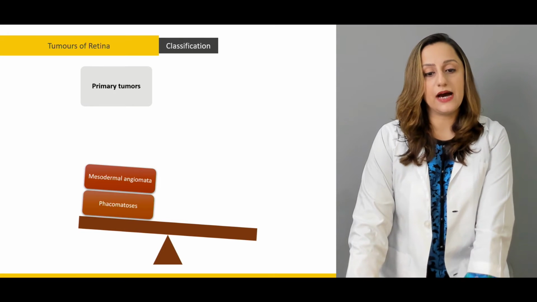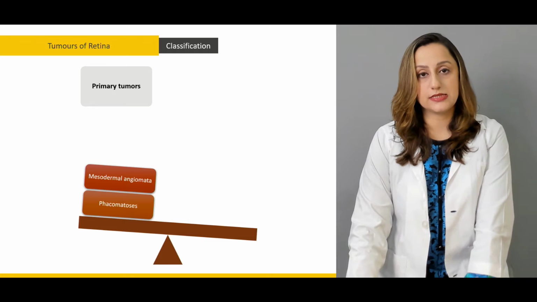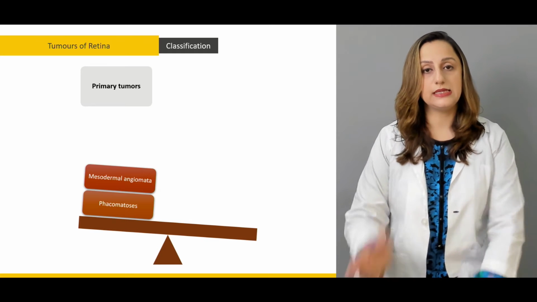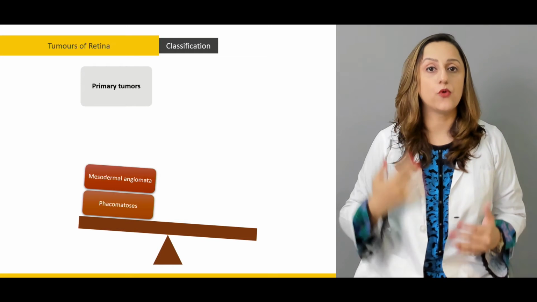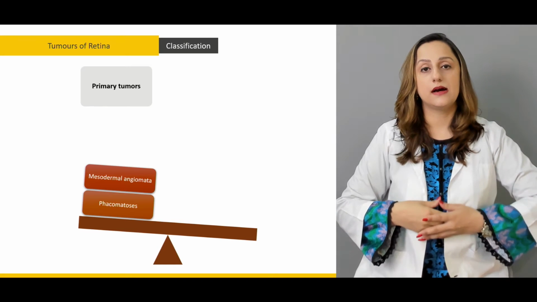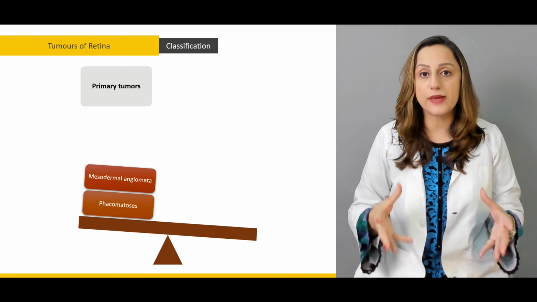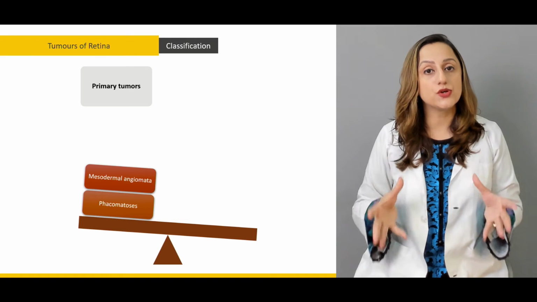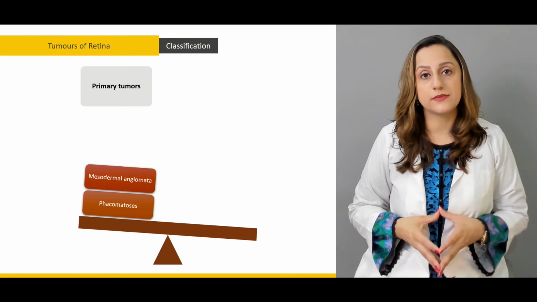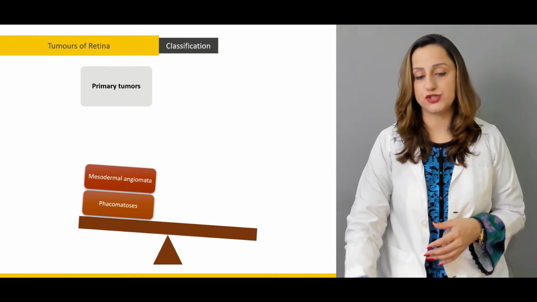Then finally, we have the mesodermal angiomatoses. Sometimes the vessels are involved, and whenever there are angiomatoses involving the vascular walls, we regard them as mesodermal angiomatoses.